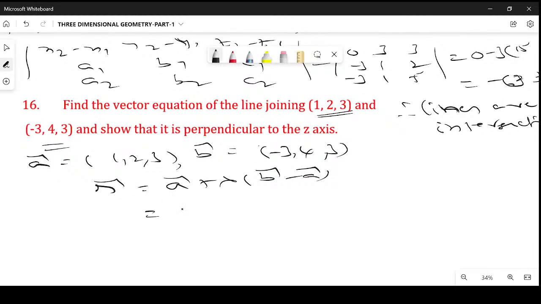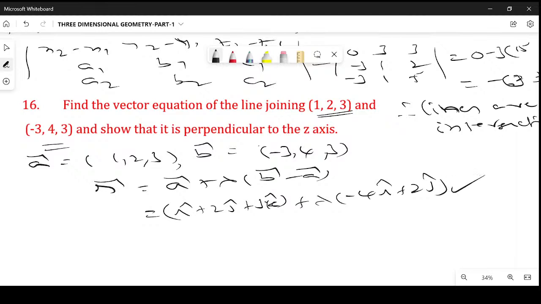What is A bar here? It is i cap plus 2j cap plus 3k cap, plus lambda into (B bar minus A bar). B bar minus A bar is minus 3 minus 1, which is minus 4 i cap, and 4 minus 2, which is plus 2j cap, and 3 minus 3, which is 0k cap. So we know the vector equation: r bar equals A bar plus lambda (B bar minus A bar).